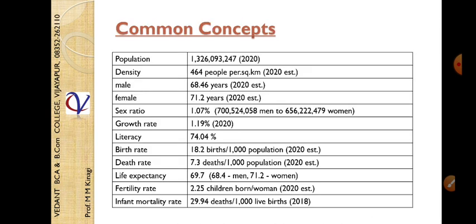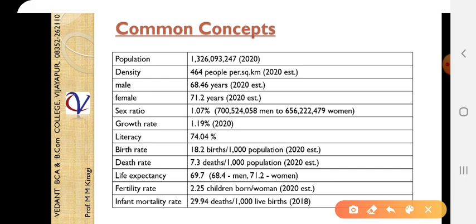If you see a glimpse of the demographic data, the population, as we have said, in 2020 is 132 crore, and for the density we have already discussed earlier, we have only 2.4% of the area compared to the population, so 464 people live per square kilometer. In that 132 crore population, males are 68.46 crores and females are 72.2 crores.